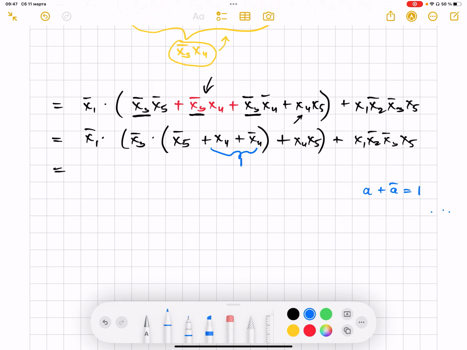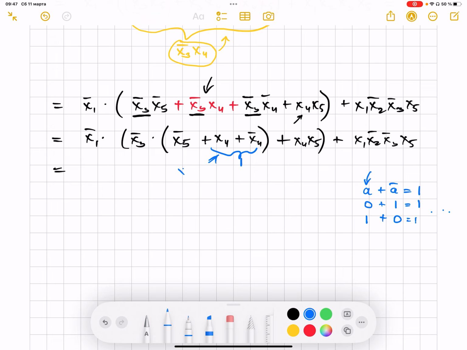For example, if x4 or a is 0, I'm writing instead of x4 a, okay? If a is 0, so a bar is 1, so 0 plus 1 is 1. If a is 1 and a bar is going to be 0 in this case, not 1, so again 1. So instead of this, we can write 1.